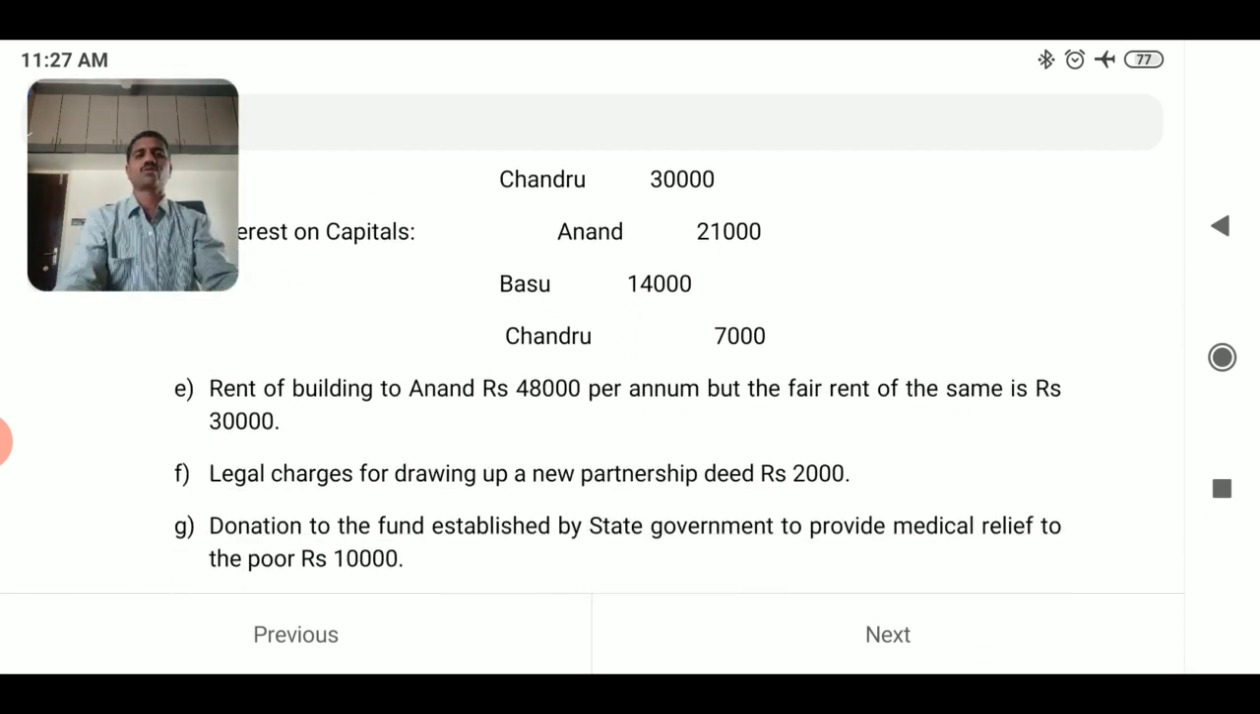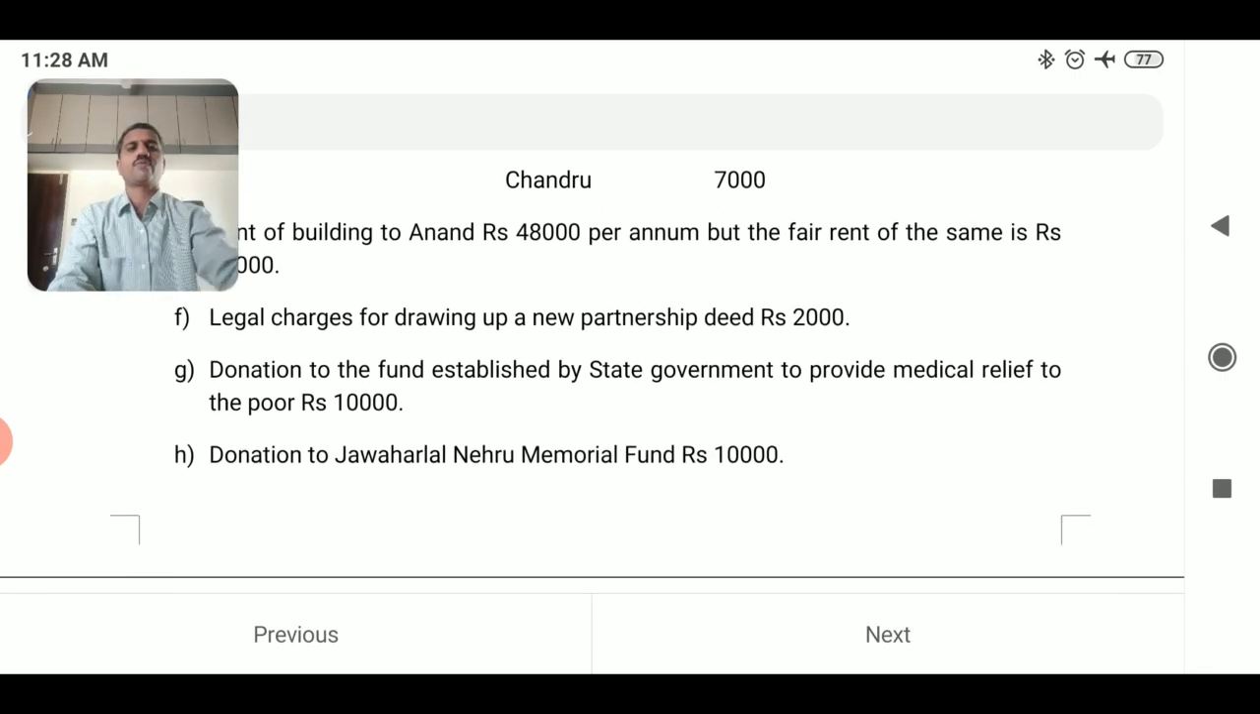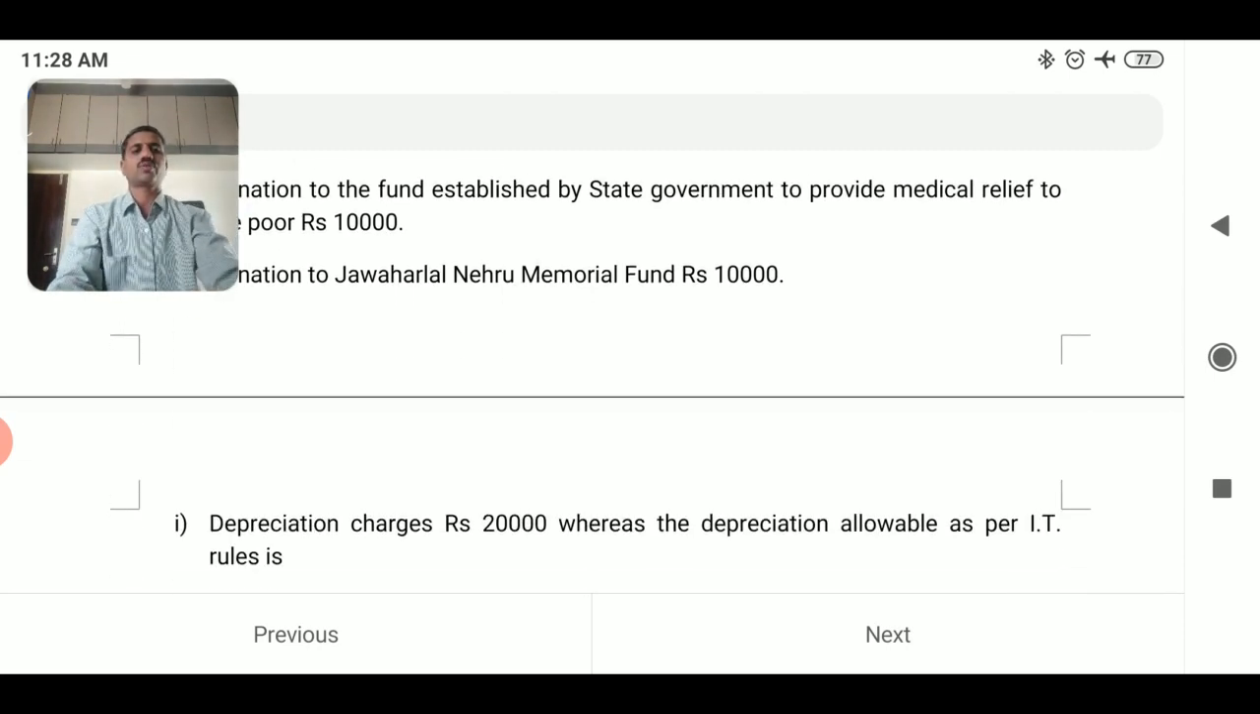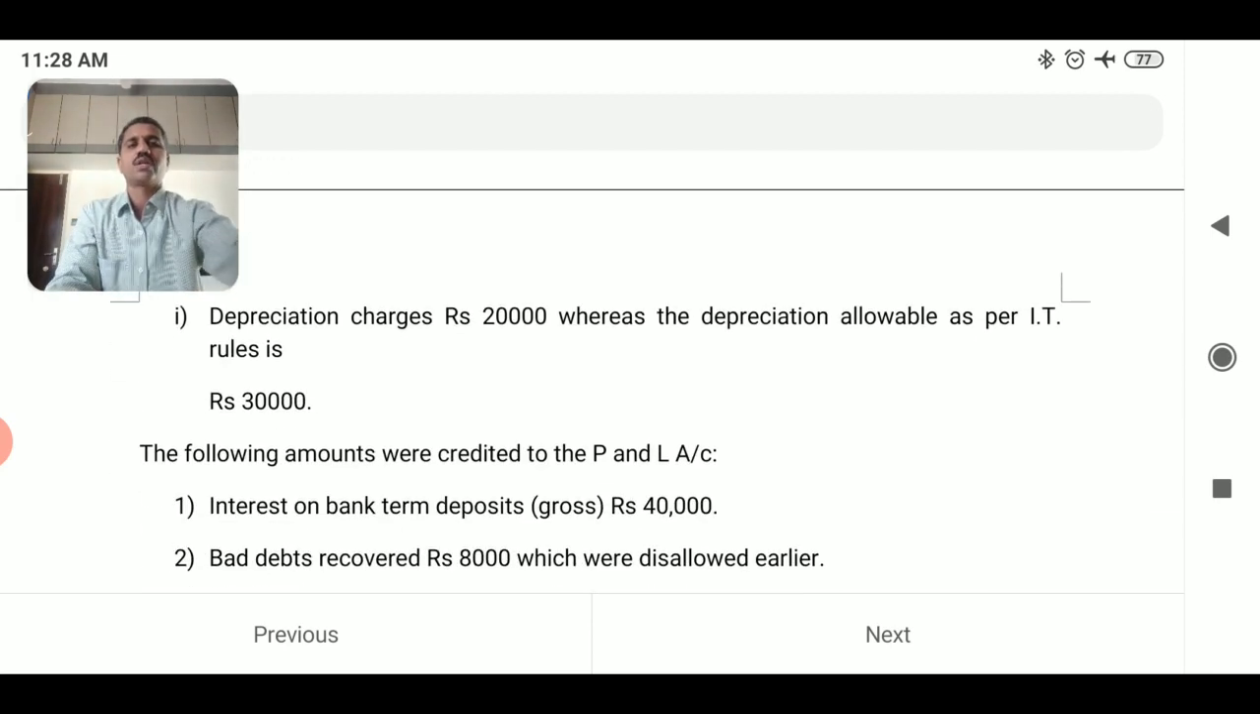Rent of building to Anand rupees 48,000 per annum, but the fair rent of the same is rupees 30,000. Legal charges for drawing up of a partnership firm amounted to rupees 2,000. Donation to the fund established by the state government to provide medical relief to the poor, rupees 10,000. Donation to Jawaharlal Nehru Memorial Fund, rupees 10,000. Depreciation charges rupees 20,000, whereas the depreciation allowable as per income tax rules is rupees 30,000.